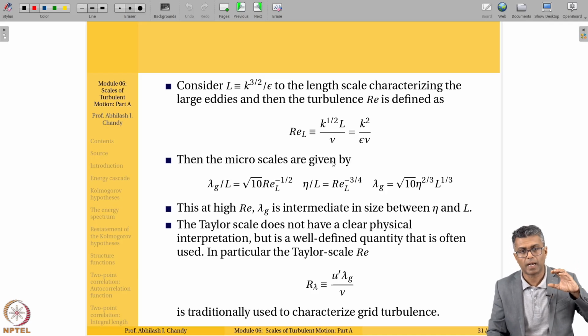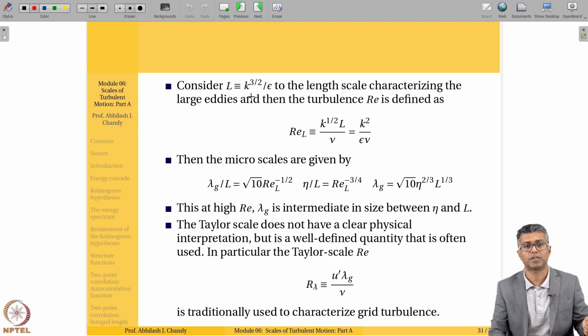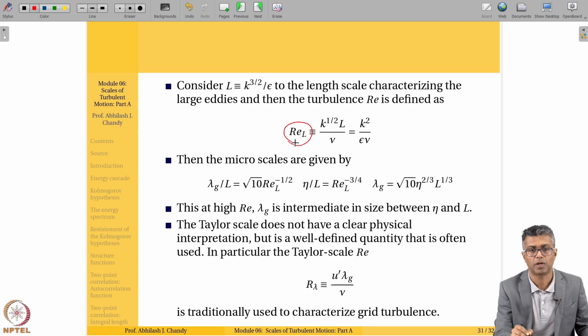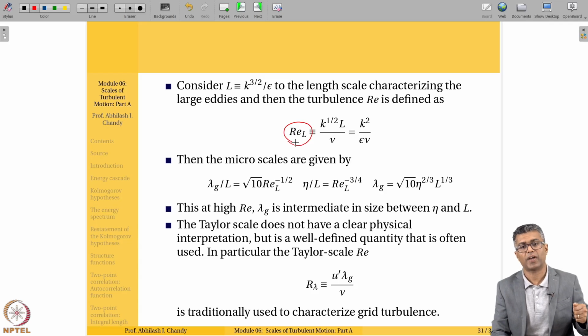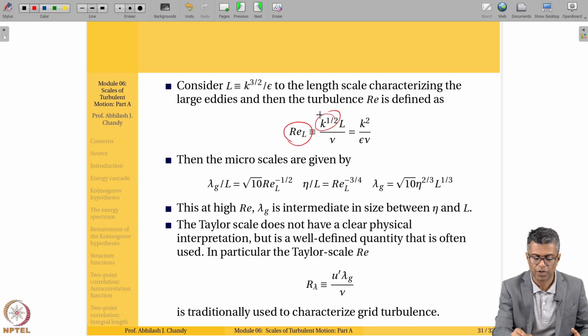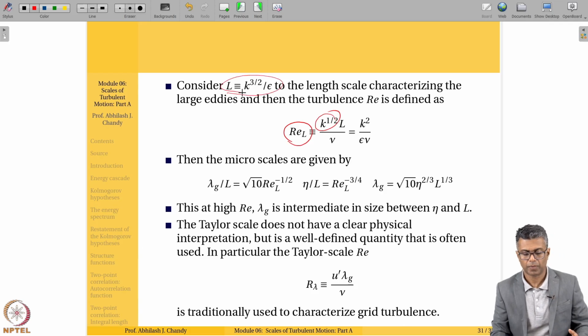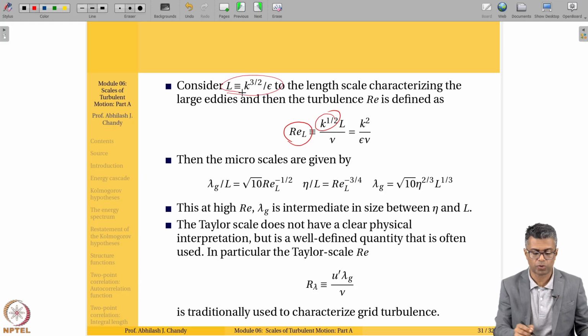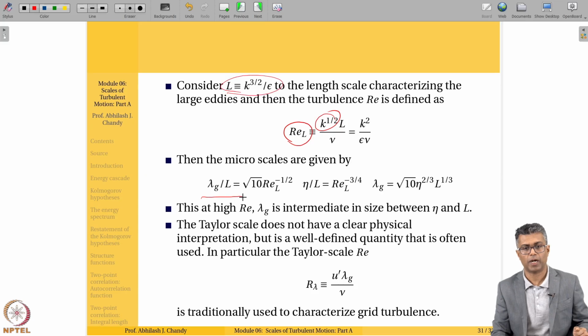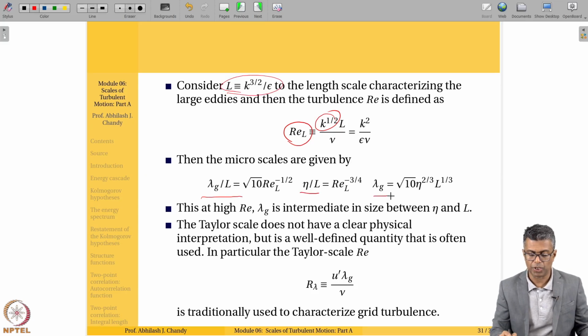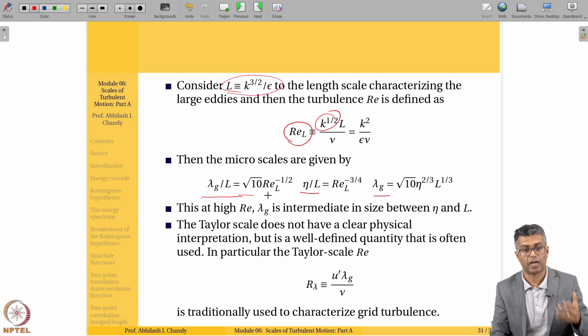Let's consider a length scale L, a large length scale corresponding to the large eddies, where L is defined as k to the 3/2 over epsilon, the length scale characteristic of the large eddies. And we can define a Reynolds number R_eL, which is k to the half L divided by nu, or k squared divided by epsilon nu, using the definition of L. Okay, so you would have k squared over epsilon nu. Then you can define these microscales as follows: lambda g over L, eta over L, and lambda g. So this now you have defined in terms of the Reynolds number.